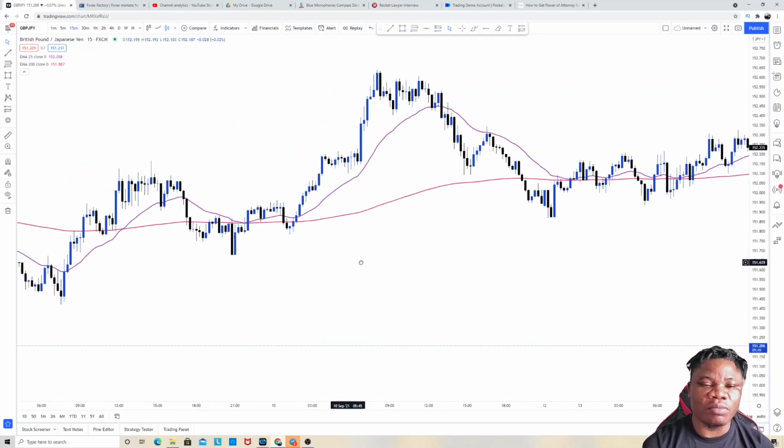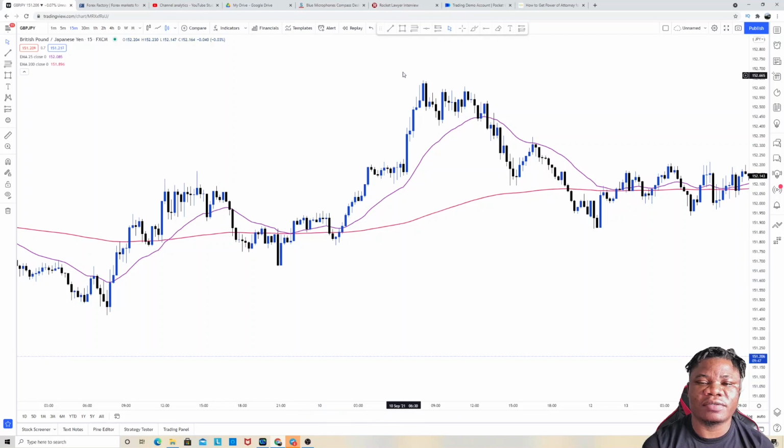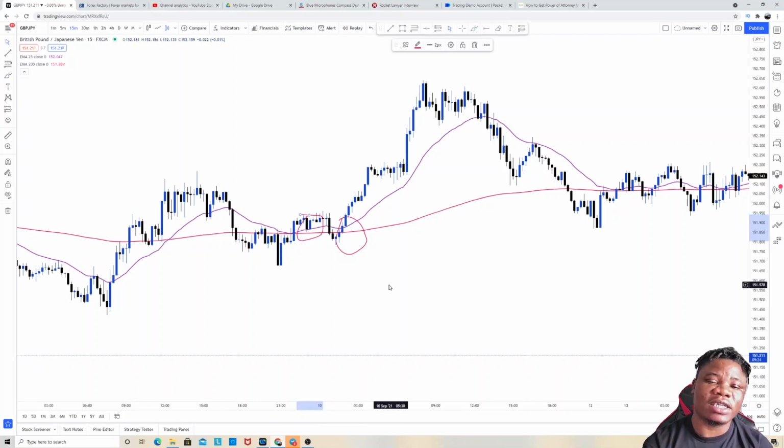Now, if we take a look at this buy right here, we can see that we have price above the two EMAs. Once we have price above the two EMAs, before we get in, we need to see a pullback, and price was actually above the two EMAs over here. What we're waiting for is a pullback, either to the 25 EMA or the 200 EMA.